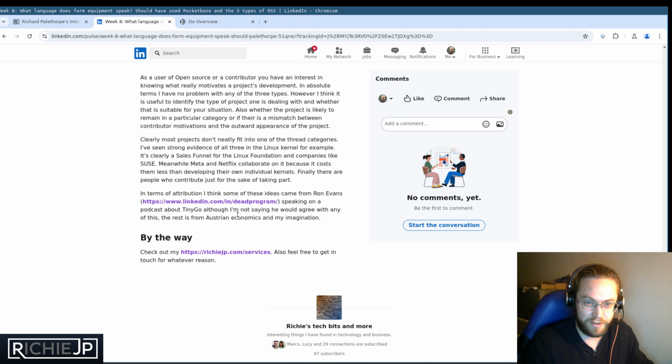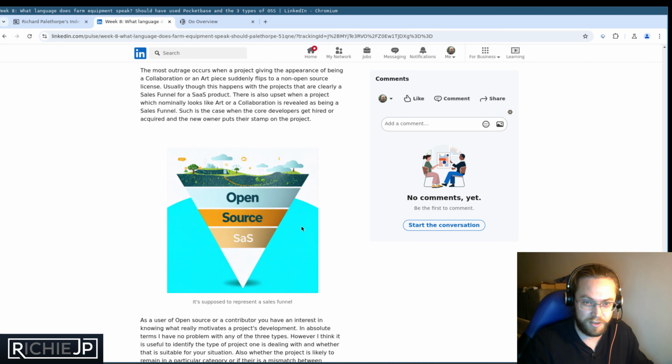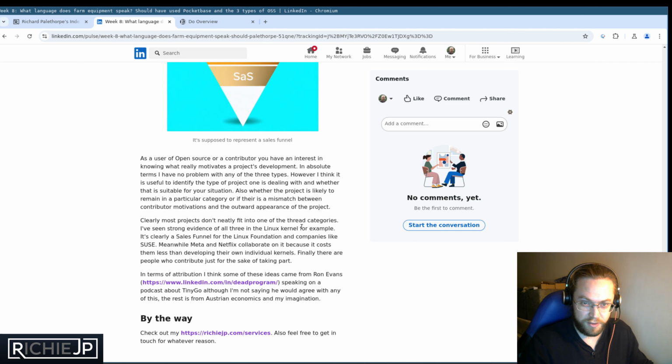Also, there's Austrian economics, the more libertarian end of economics, which gave me some ideas for this. When you're thinking about why open source even exists in the first place, and why companies spend so much money on even hiring people just to work on open source, SUSE paid me for many years just to write tests for the Linux kernel. I mean, why?